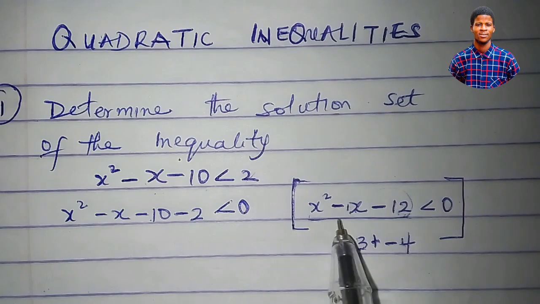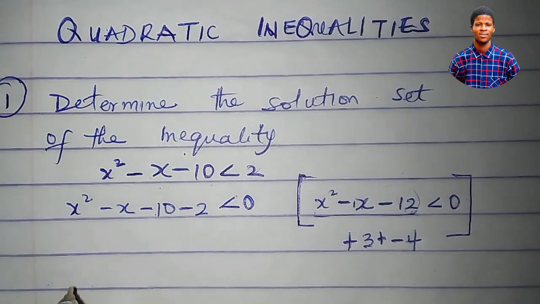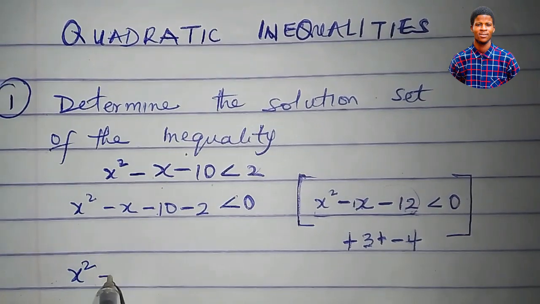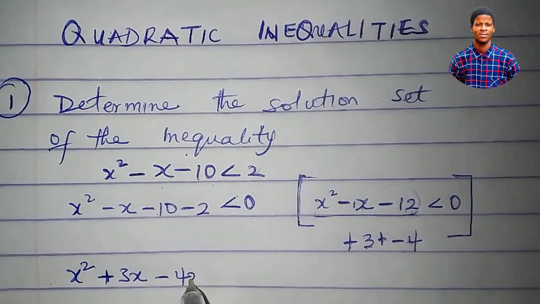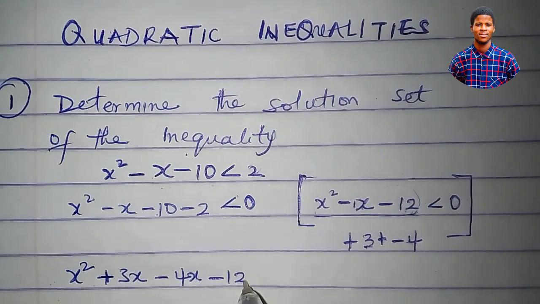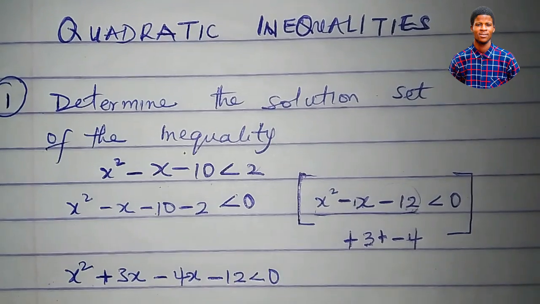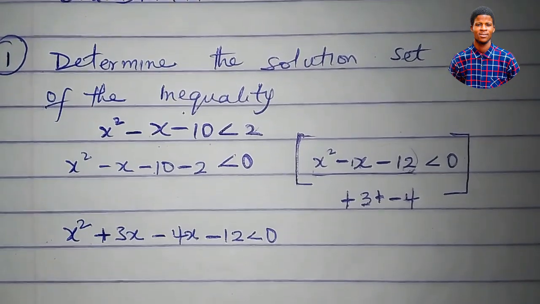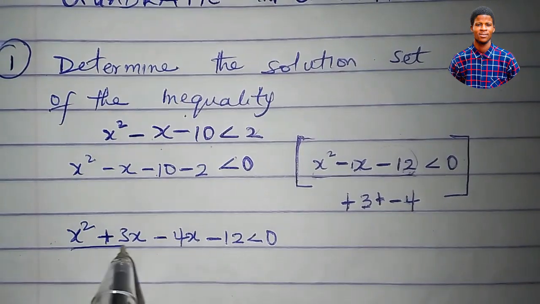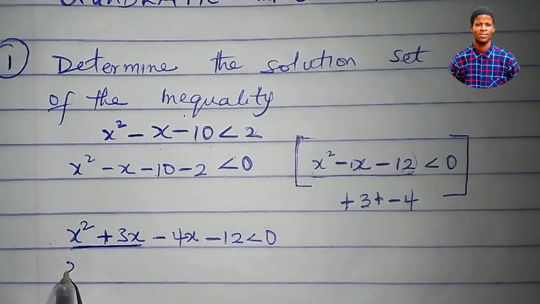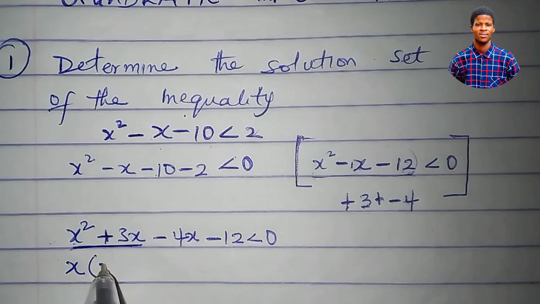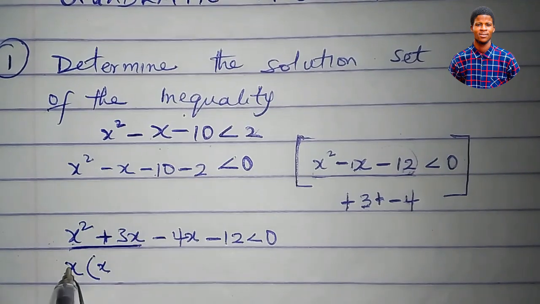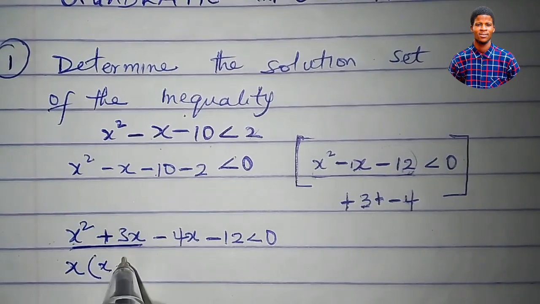So this expression on the left can be written as x squared plus 3x minus 4x, then minus 12, less than 0. What we are trying to do now is to factorize. What is common to these first two is x. Bring x out, open a bracket. x squared divided by x is x. 3x divided by x is what? 3.